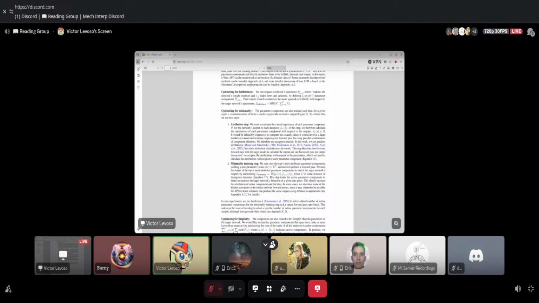They are trying to minimize mean square error with respect to the target network's parameters. Mean square error, so this is not the sum. Yeah, I see the sum mean square error. Okay, so as I thought, this is not actually perfectly faithful. It's just trying to approximately be faithful.